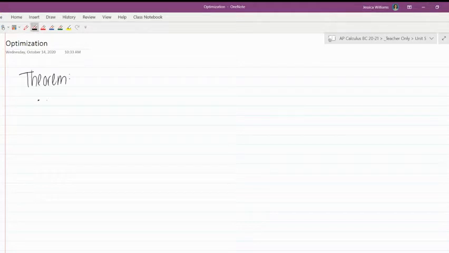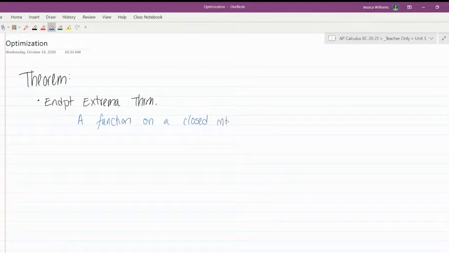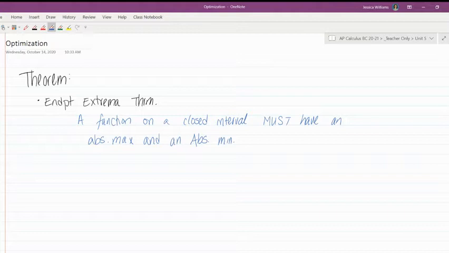So your next theorem is called the endpoint extrema theorem. And all it says is that a function on a closed interval must have an absolute max and an absolute min. So more than just a relative max and min, an absolute max or min.